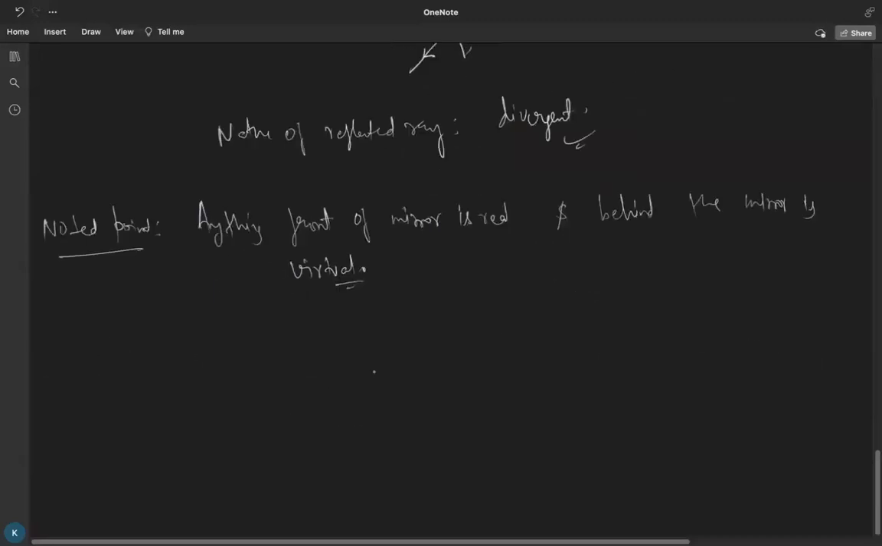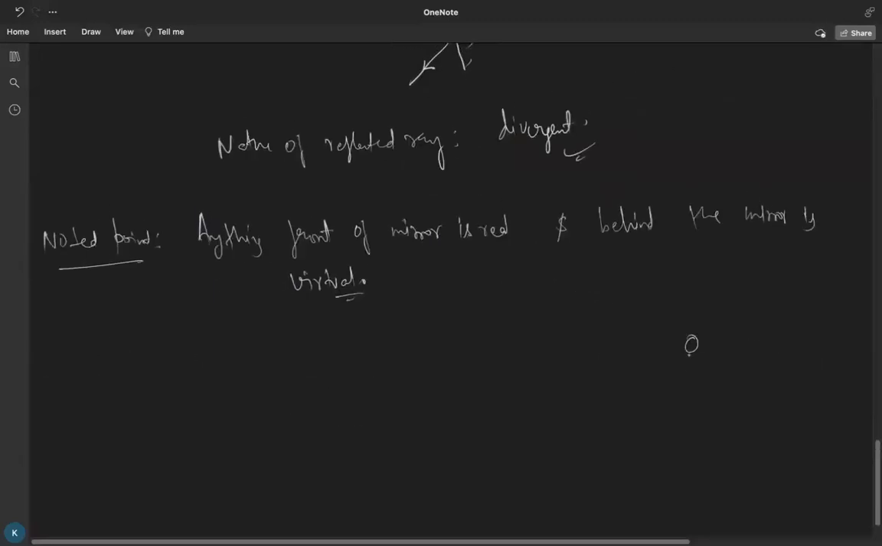Like if this is you and you are standing in front of the mirror, you look at yourself in the mirror, right? And you are in front of the mirror, and whatever is in front of the mirror is real, and whatever is behind the mirror is virtual. Somehow you exist in the mirror dimension, which is actually virtually you.